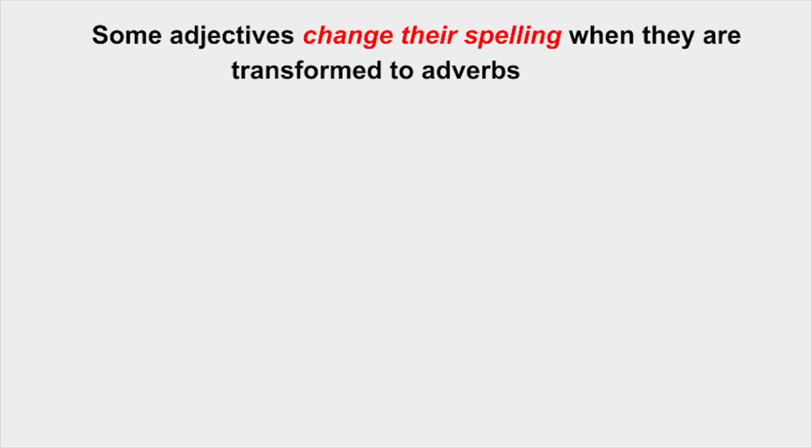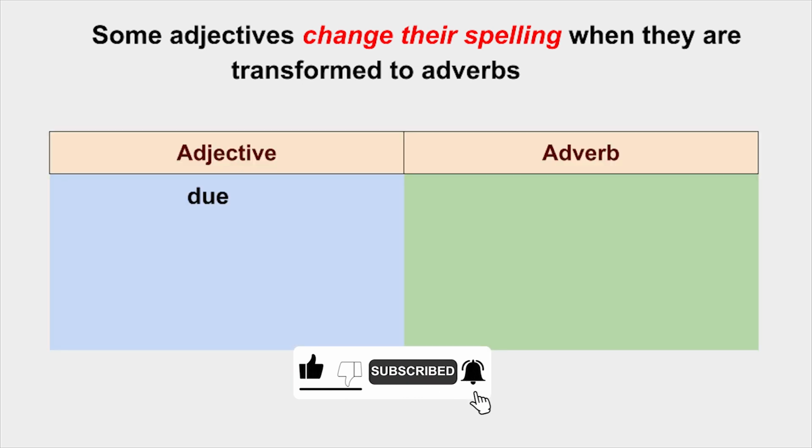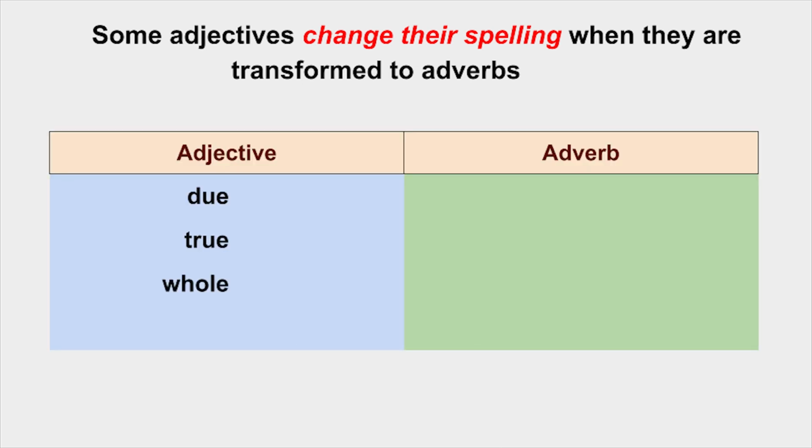However, there are a few adjectives that do not follow this rule, but they simply change their spelling when transformed to an adverb. These are due, true, and whole. These adjectives end with an e, but you will notice that the e is removed and ly is added. Due becomes duly without the e. True becomes truly without the e, and the same for whole. It becomes wholly without the e.